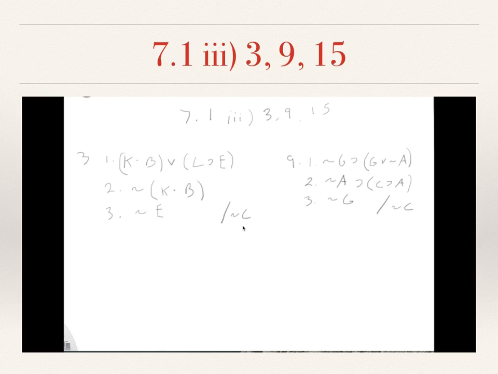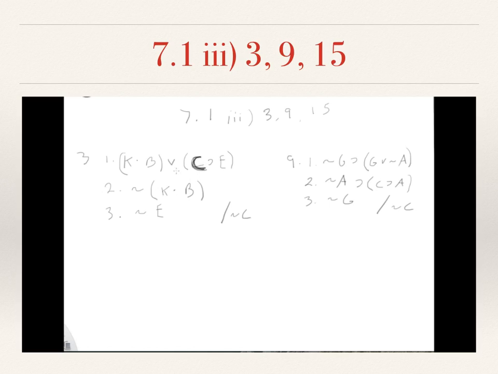So first off, let's do number 3. We have K and B, or L implies E. The second premise is not K and B. The third premise is not E, and we're asked to prove not C. So going back to the strategies, we have to ask, is there a C in the premises? And there is a C. So we do have a C here.